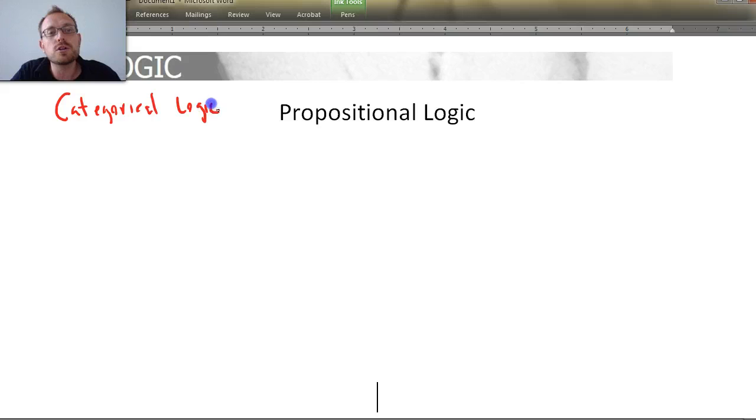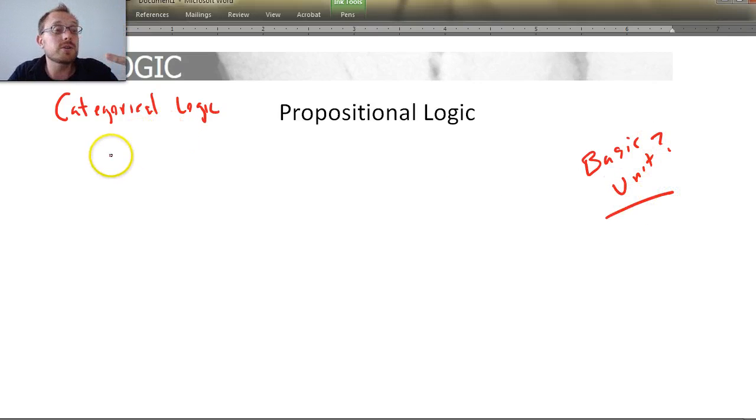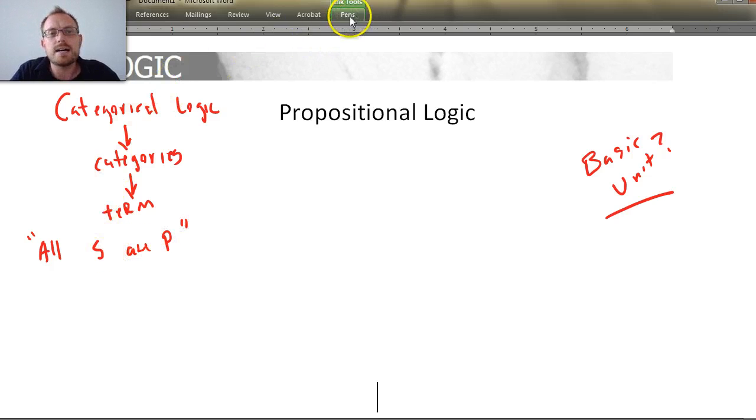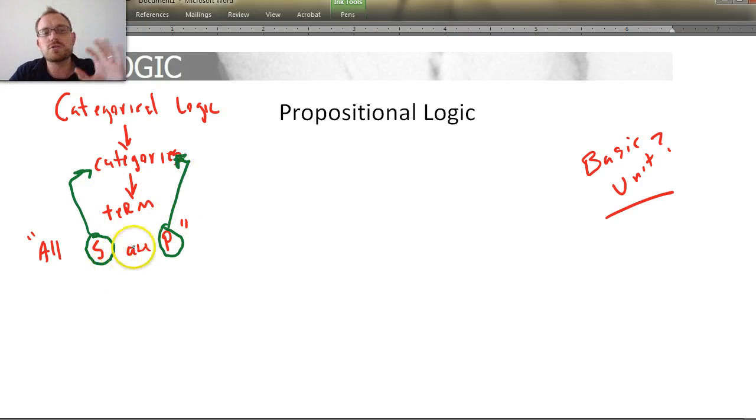You'll recall that in categorical logic, the basic unit we used was categories. Each of these categories can be found as a specific sort of term. You remember in categorical logic we have propositions that take the form all S are P and so on. Whatever stands for the S and whatever stands for the P, these are both categories, and the terms are the basic units.